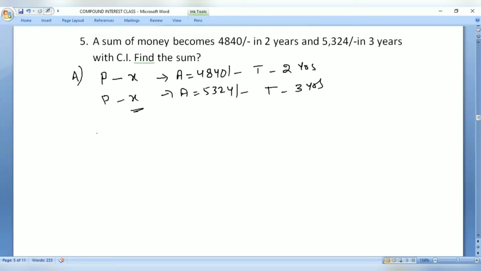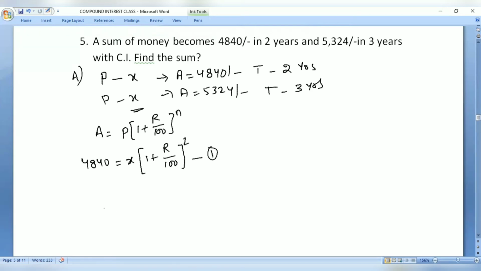So from this, let us calculate. Amount is equal to, we know the formula, P into 1 plus R divided by 100 whole power N. So in our first case, amount is 4,840. Principal we do not know, make it X. 1 plus rate of interest, we do not know, by 100, and the time period is 2 years. So let us keep it as equation number 1.